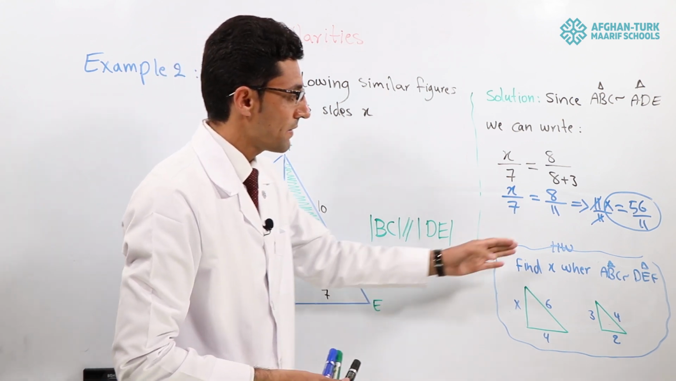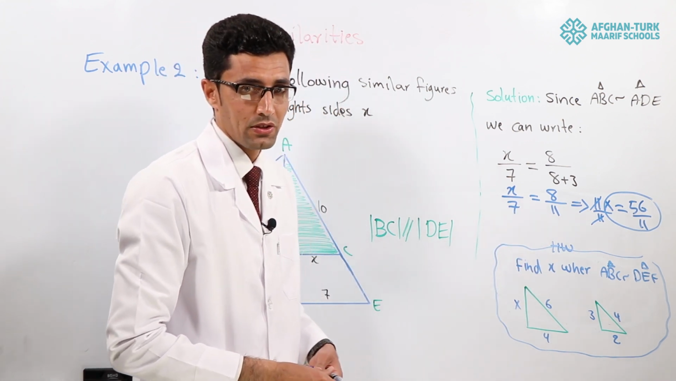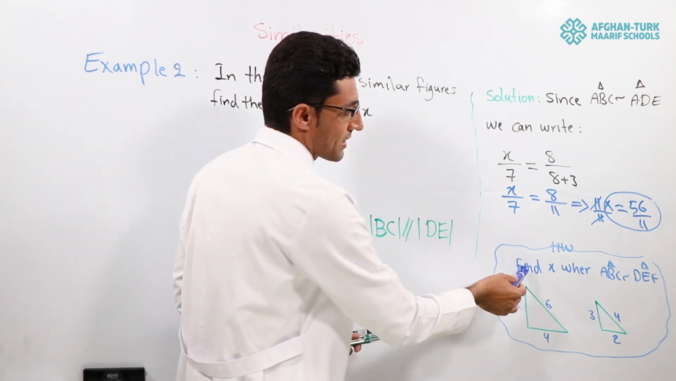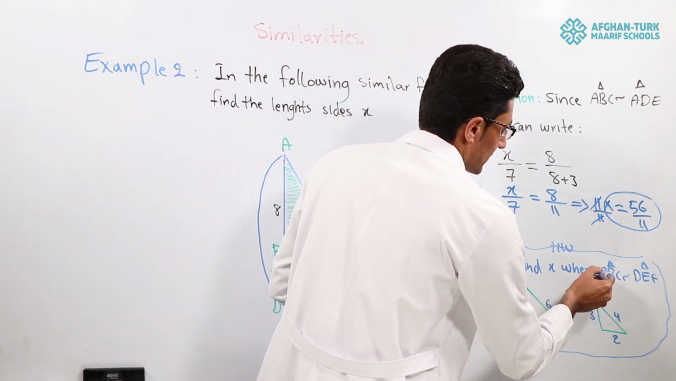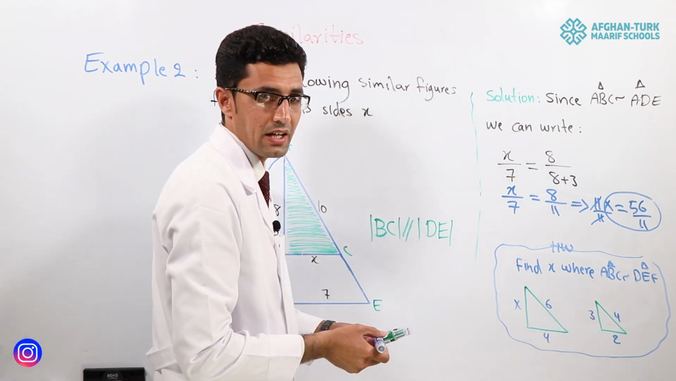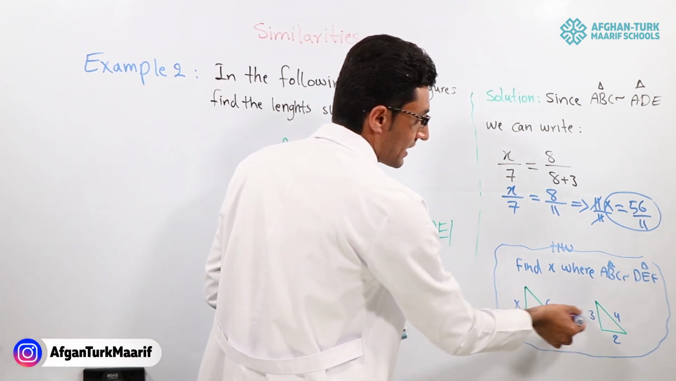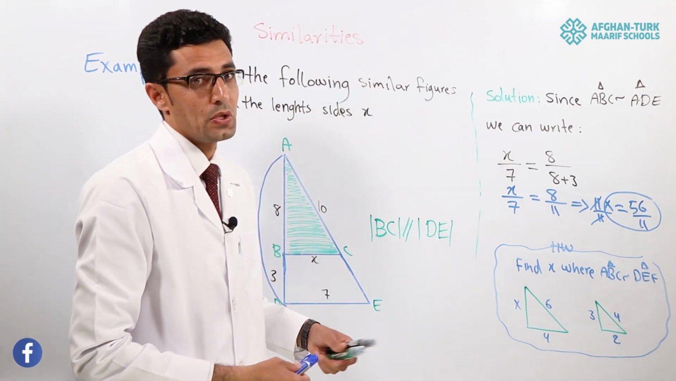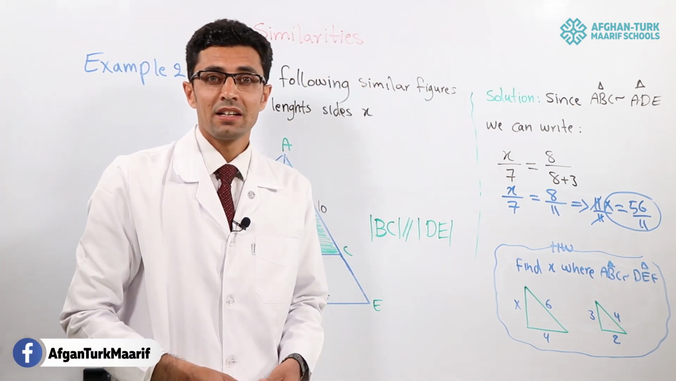And here we have a homework for you: find x where these two triangles are similar. So in order to find x, what should you do? You know that. And best of luck.